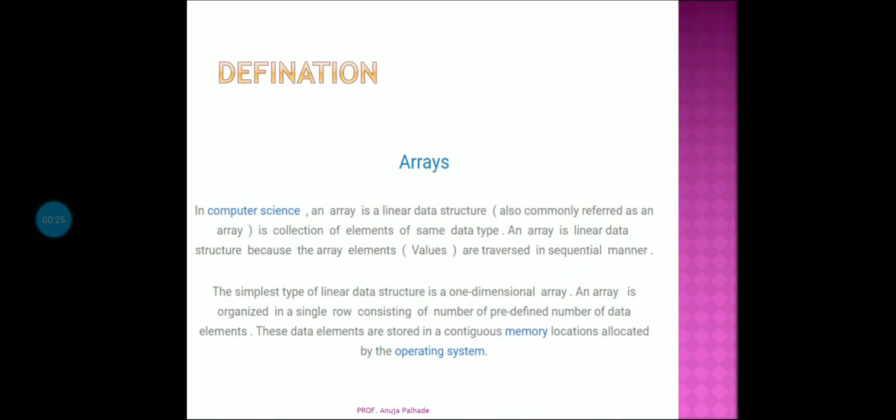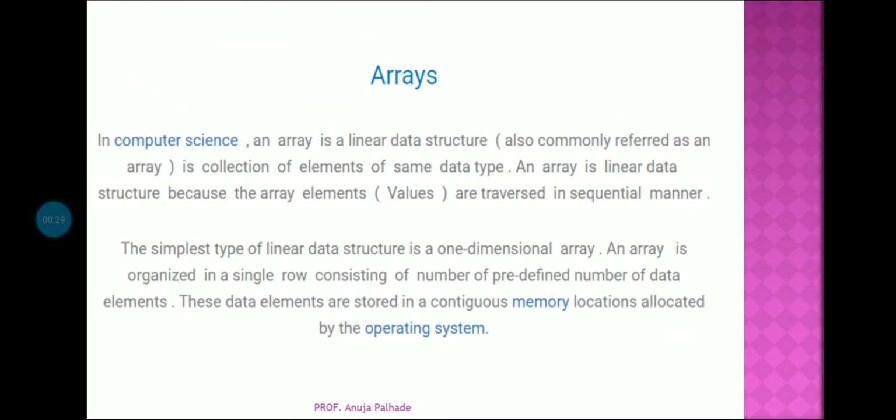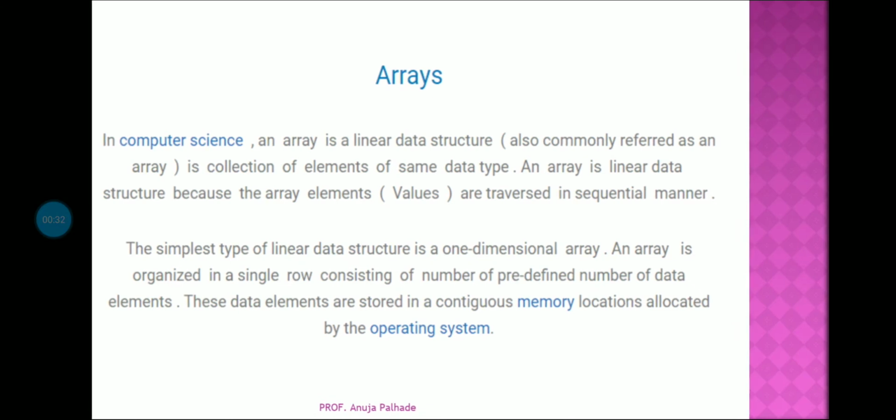So the definition: in computer science, an array is a linear data structure, also commonly referred to as an array. It is a collection of elements of the same data type. All the elements in an array are of the same data type. This is a very important thing you have to remember here. An array is a linear data structure because the array elements are traversed in a sequential manner.